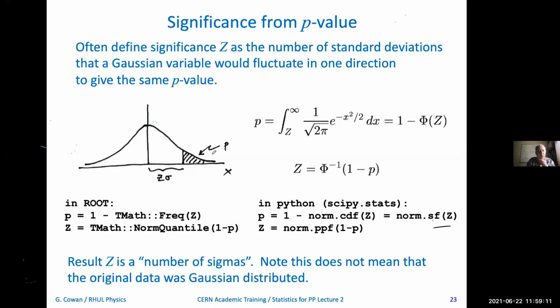Now, don't get confused into thinking that if I quote a certain number of sigmas, I'm saying that the measurement that I made was a Gaussian distributed measurement. No, in this case, it was a Poisson distributed measurement. It's just an equivalent mapping of this p-value onto a number of sigmas of a Gaussian. It makes it just somewhat more intuitive to understand.